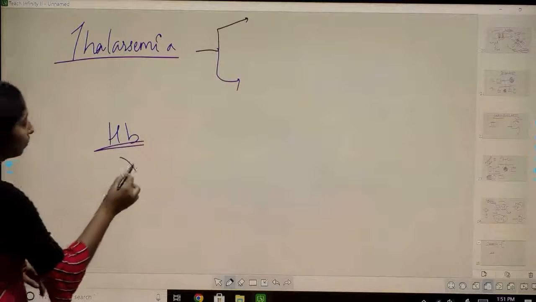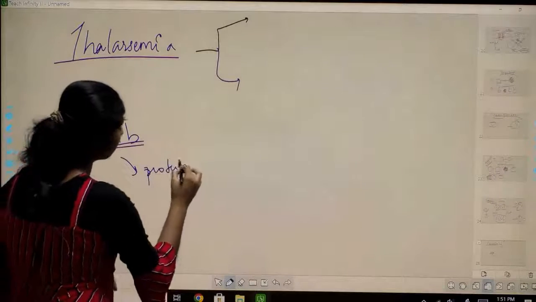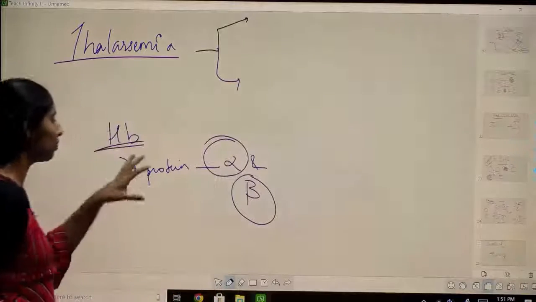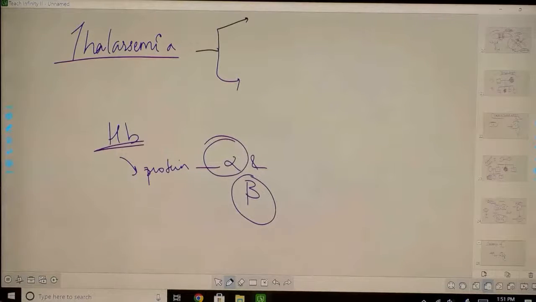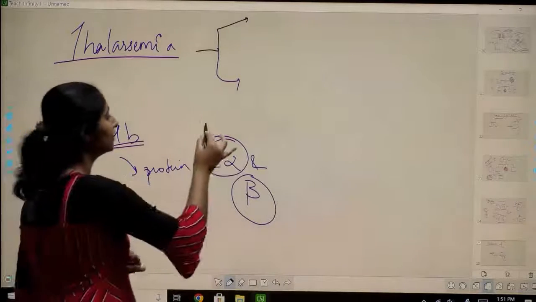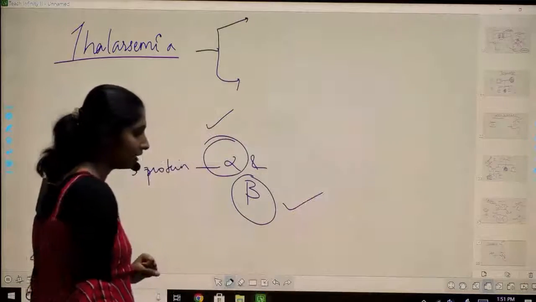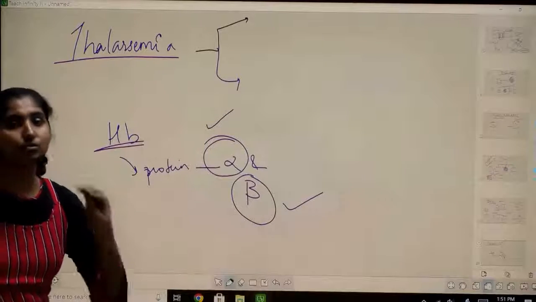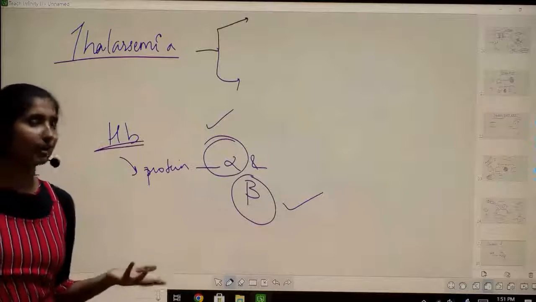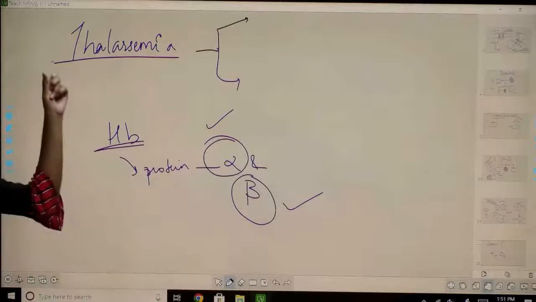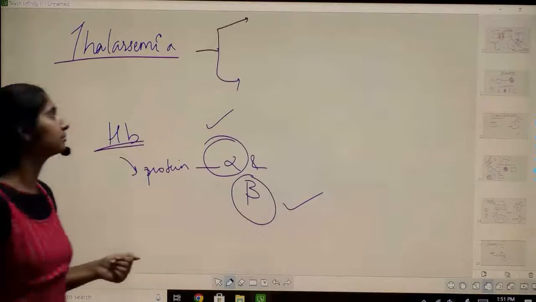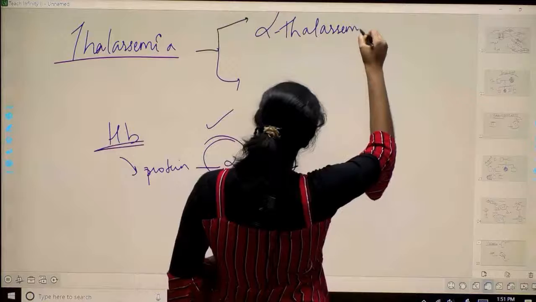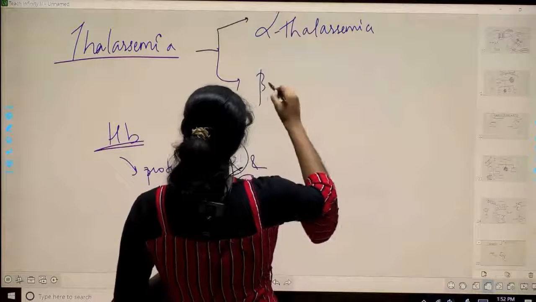The protein part of hemoglobin is made of alpha and beta chains. So we require alpha and beta in order to form the protein component of hemoglobin. Now, there can be a defect in either the alpha chain or the beta chain, right? In case of thalassemia, the alpha chain or the beta chain is reduced or absent. Their production is reduced or absent. So depending on which chain is affected, thalassemia can be classified into two types: alpha thalassemia and beta thalassemia.